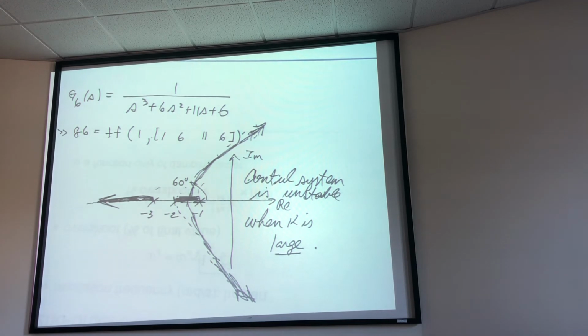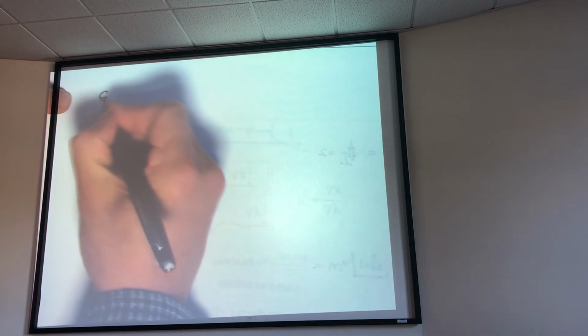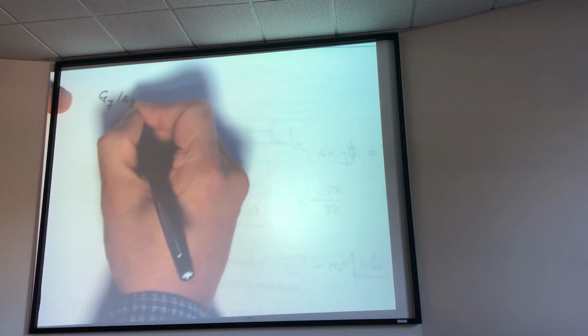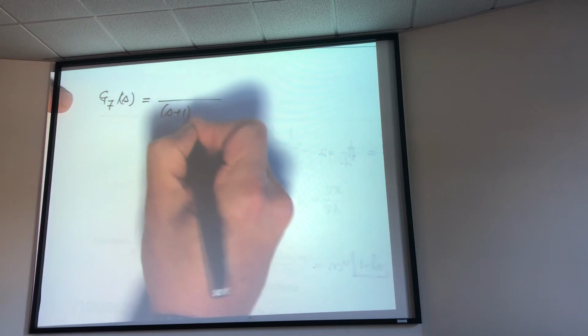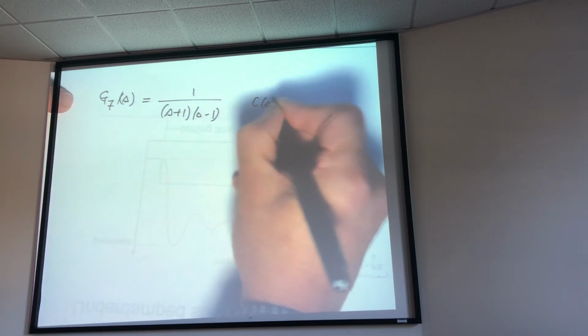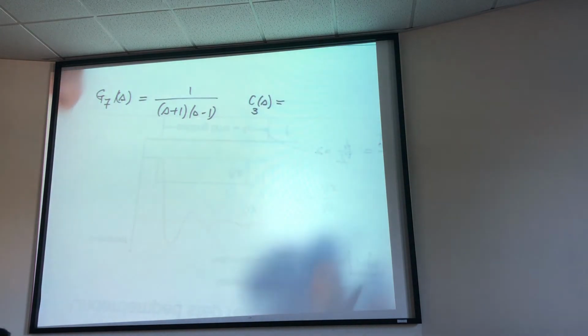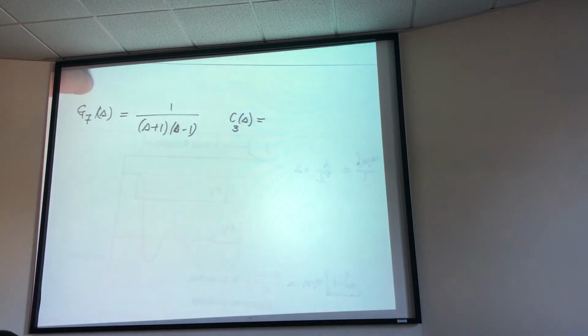Oh, let's do one more example. We've got so many minutes left over. That'll be a 7th example. 7's a lucky number. We'll do a third process, s plus 1 times s minus 1. We'll do a third compensator.